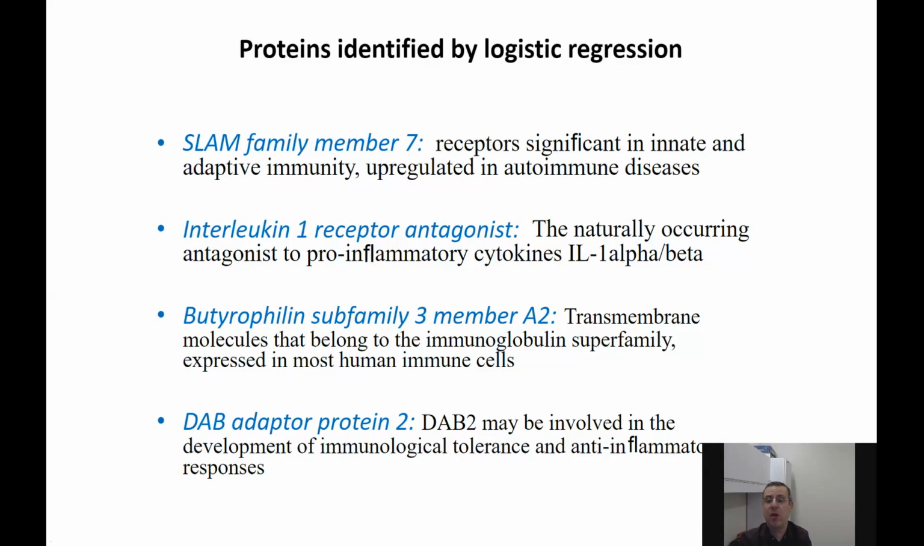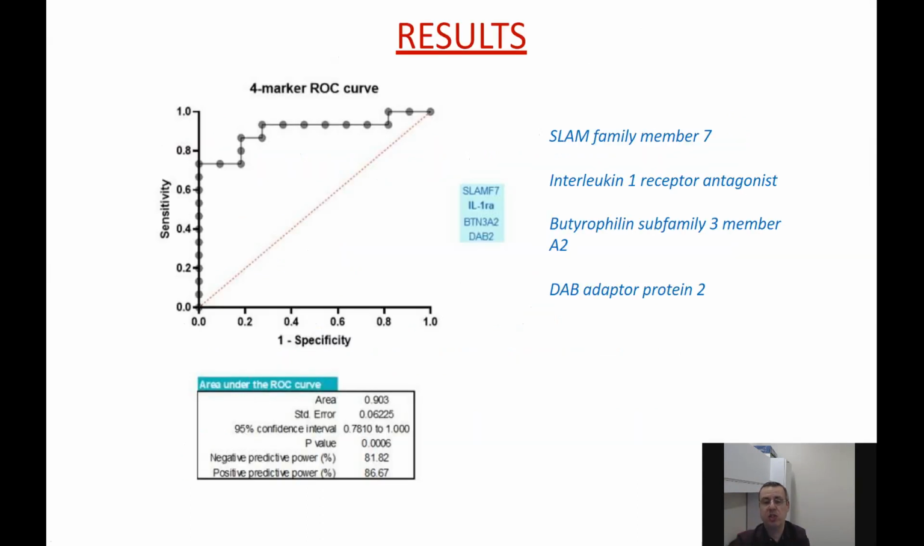Butyrophilin subfamily 3 member A2 is the transmembrane molecule. It belongs to the immunoglobulin superfamily and is expressed on most human immune cells. And DAB2 is a protein that may be involved in the development of immunological tolerance and anti-inflammatory responses. And what we found was, combining these 4 into a 4-marker panel, the AUC of this combined panel was quite high at 0.903 and quite significant as well.